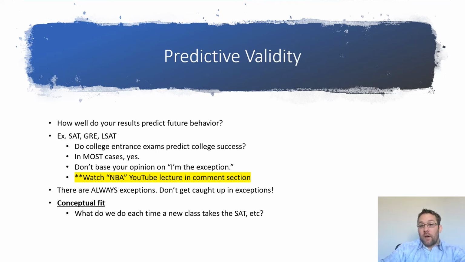Okay, predictive validity. I do have a YouTube clip down below that better explains this with regard to the NBA. I think this is extremely important. This is a conversation that's been going on, especially in the last six or seven months with COVID, because a lot of schools are getting rid of things like the SAT. The GRE is something you take for graduate programs, the LSAT if you go to law school, the MCAT if you go for a medical degree. So there are all these entrance exams for colleges, and this is a good way to think about the predictive validity of a test.